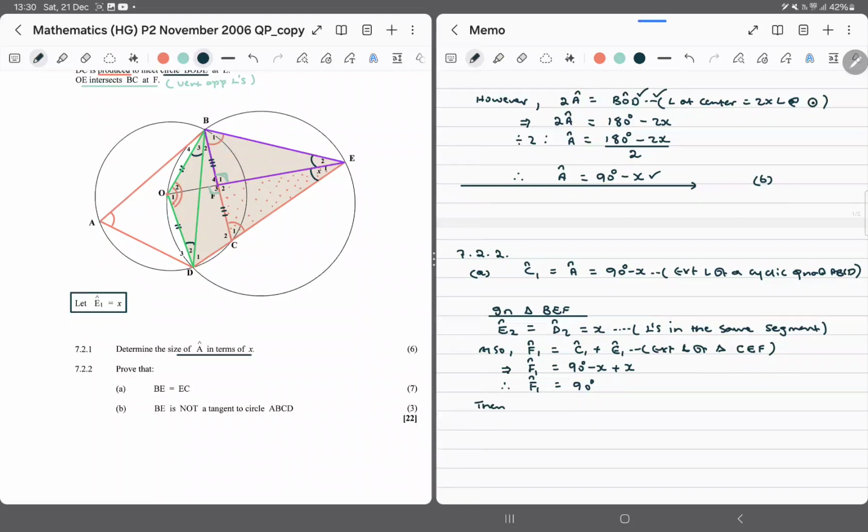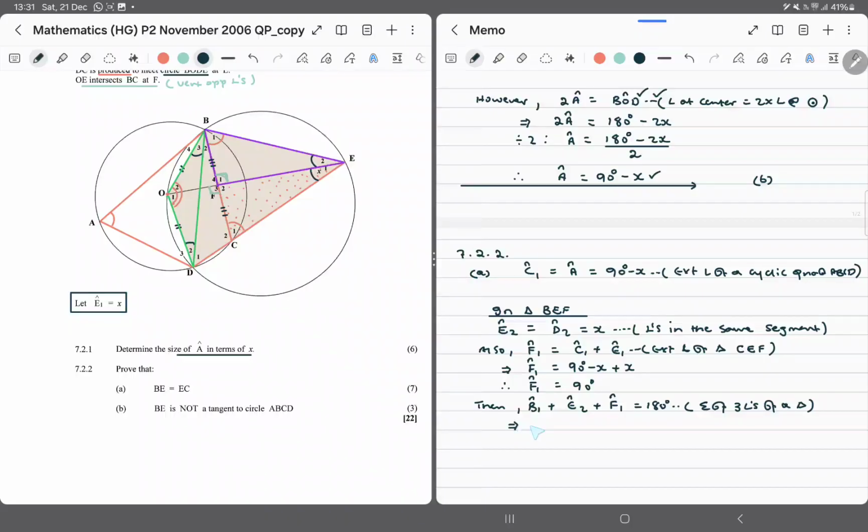what do we want? We want B1. We can say then angle B1 plus angle E2 plus angle F1 should be equal to 180 degrees. This is the sum of three angles of a triangle. But now remember this triangle, this is the main one, BFE or BEF.